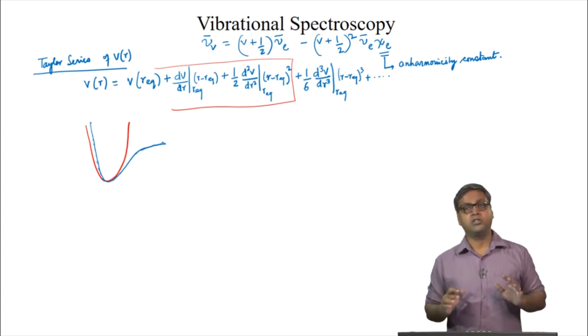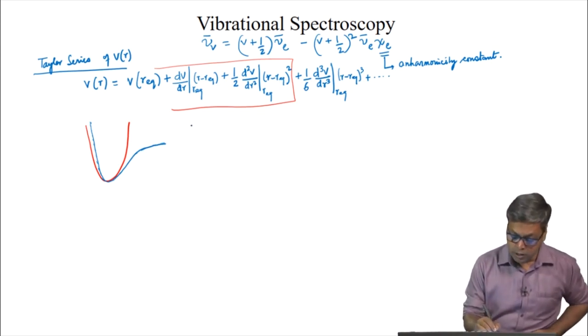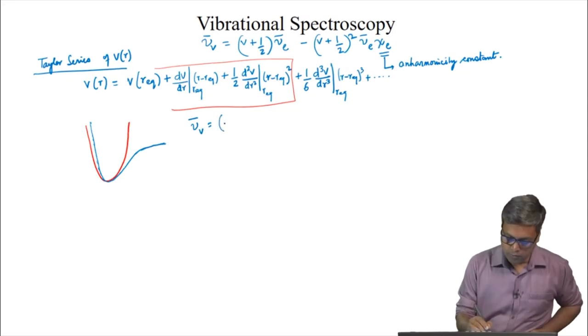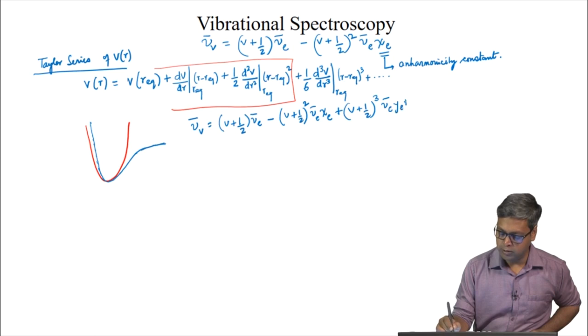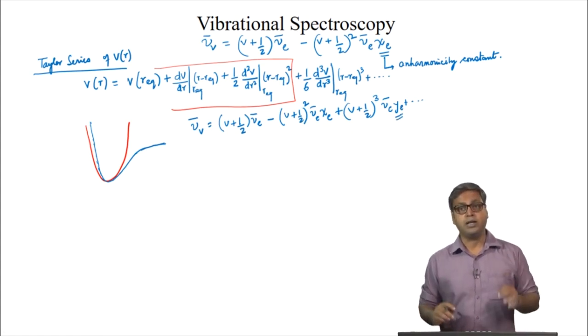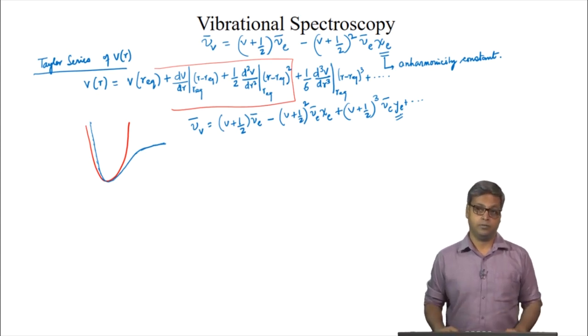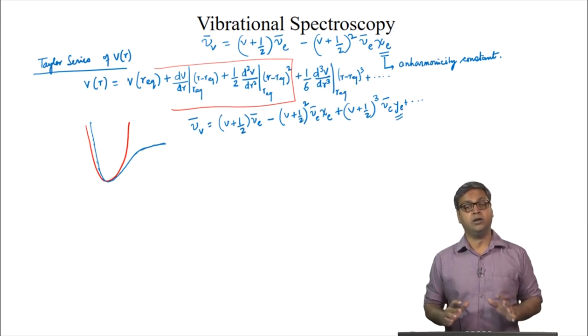Although the Morse oscillator is quite useful, in practice a more general expression is nu bar V equals (V plus half) nu bar E minus (V plus half) squared nu bar E chi E, plus (V plus half) cubed nu bar E y E plus and so on. Here, y E, like chi E, is also an empirical dimensionless constant characteristic of the molecule. These constants are used to fit the experimental data and to find the dissociation energy of the molecules.